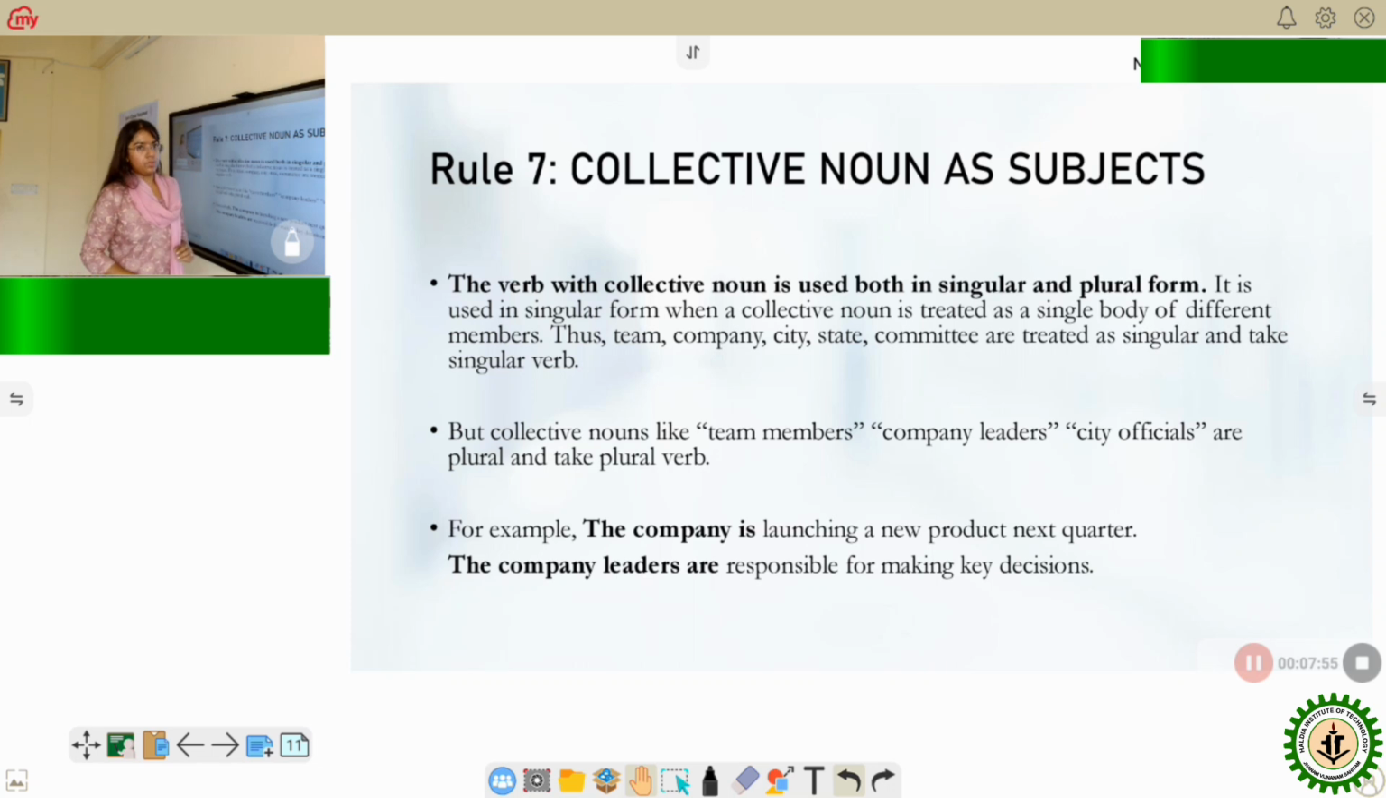Now comes collective nouns. Collective nouns can be both singular and plural. Those collective nouns that are treated as a single entity consisting of different members are singular. For example, city, state, company, committee. They consist of different members, but they are treated as a singular entity, so the verb will be singular. But team members, company leaders, city officials are always plural. The names also reflect their nature. So team members, company leaders, city officials will require a plural verb.